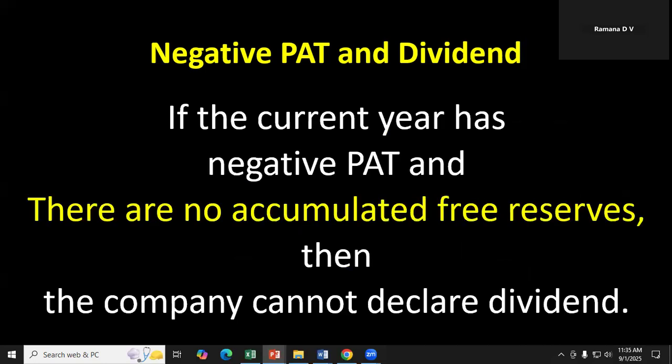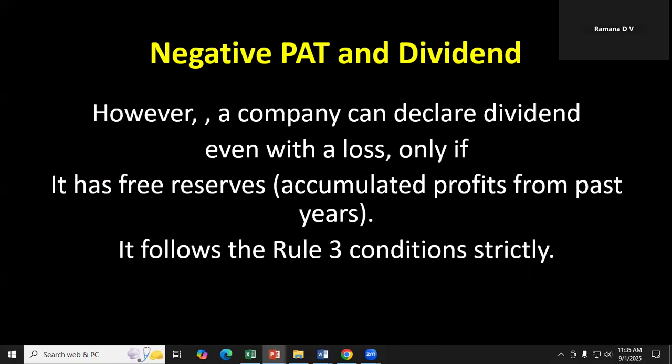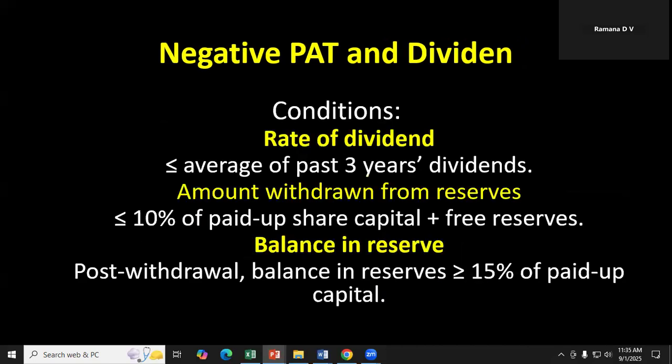So in principle, if there is a negative PAT and no free reserve, no dividend. But if there is a negative PAT and there are free reserves, then the company can give dividend, following the rules and conditions about the cap. What is that cap? The rate of dividend cap, the amount to be withdrawn from the reserves cap, and the cap on the balance in the reserve.